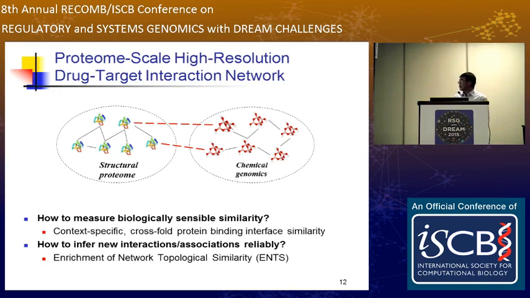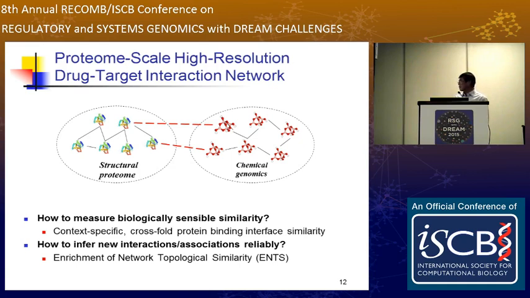So we developed a new algorithm that can measure this similarity. It's context-specific, and it can also cover the whole space. Basically, if two proteins have totally different sequence and structure, we can still measure the similarity between them. The basic idea is to determine the protein binding interface and how to measure their similarities.